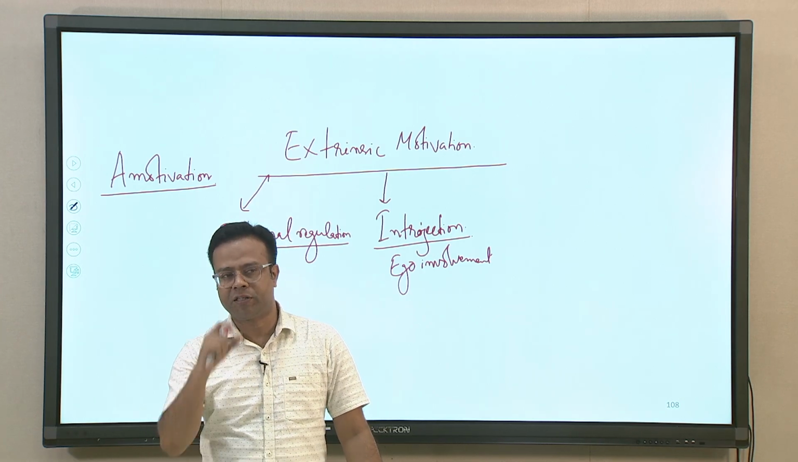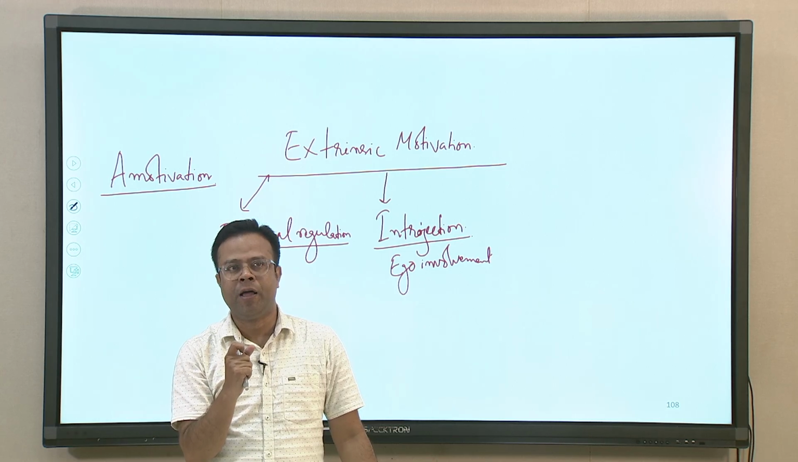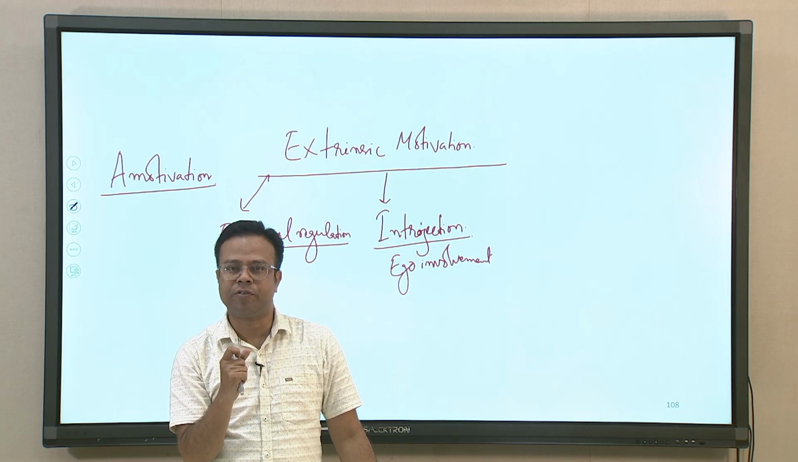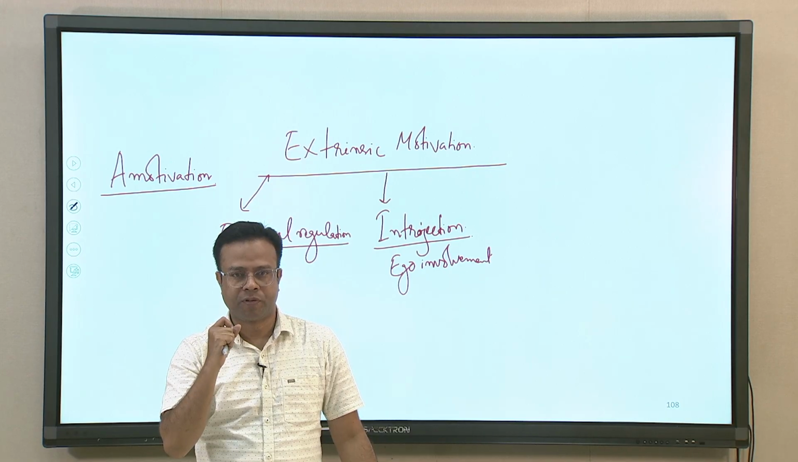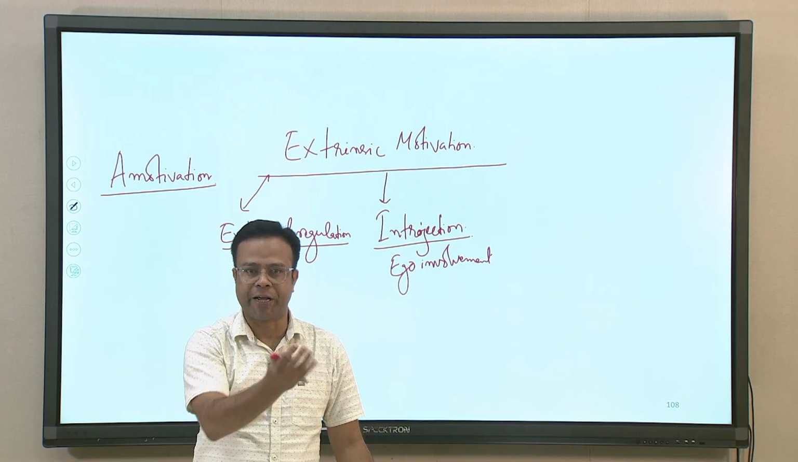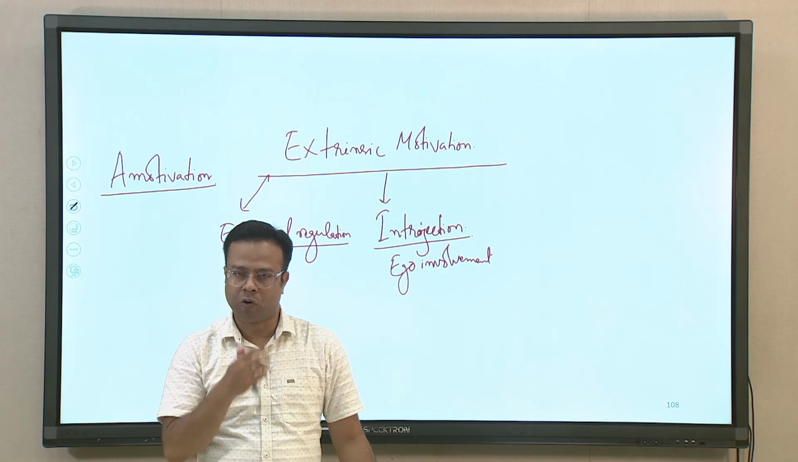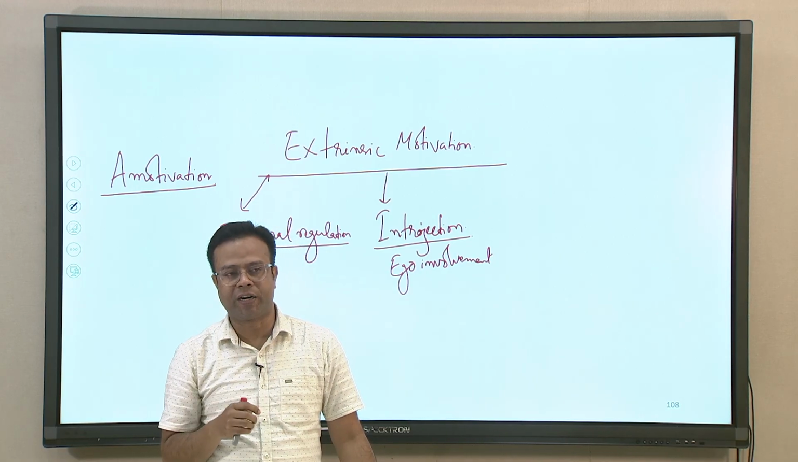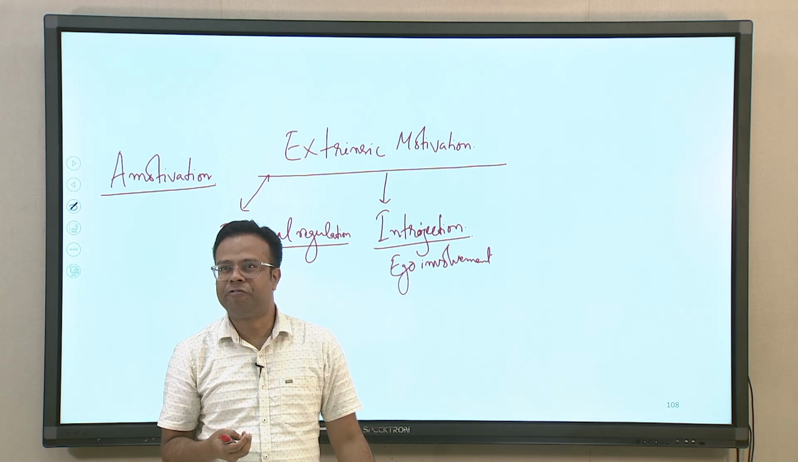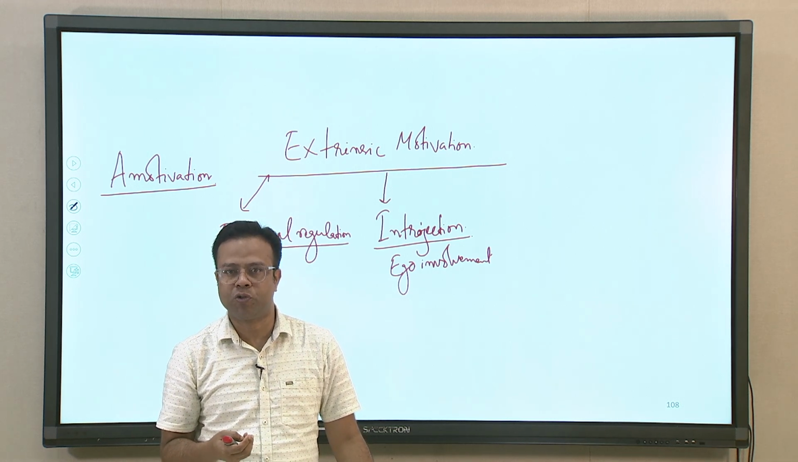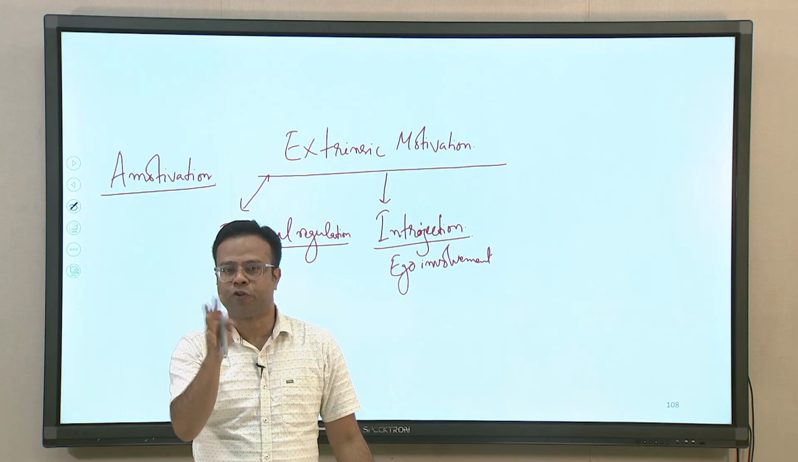What is ego involvement? Ego involvement means the person will do a task because of, let us say, shame or guilt. Sometimes we do a lot of actions to avoid shame or guilt. Somebody may do a task because if they do not do it, they will experience shame or guilt. They will feel like, what will others say, I am not able to do this task. So, that is called introjection.